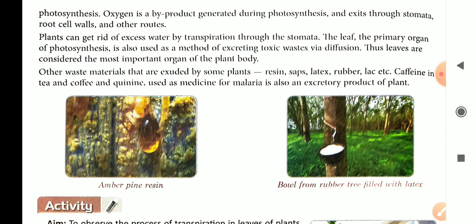And the other waste materials that are excreted by the plants are resins, saps, latex, rubber, lac, etc. Caffeine in tea and coffee and quinine used as medicine for malaria is also an excretory product of plant.